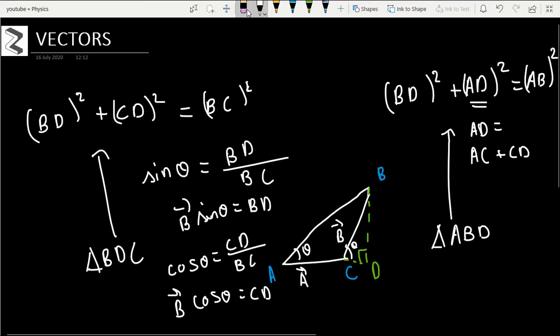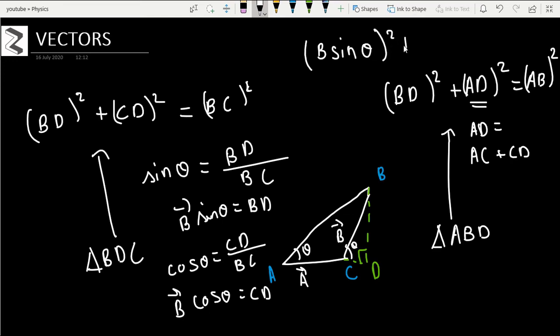So if we substitute the values, instead of BD we can put B sine theta. So B sine theta whole square plus, I told you that AD would be equal to AC plus CD. And AC is vector A. So we'll do vector A plus CD. CD is B cos theta, whole square.